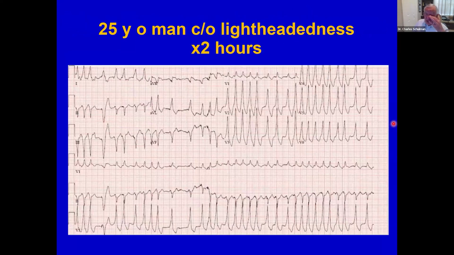Here's a 25-year-old man who complained of lightheadedness. He has this widely irregular, wide complex rhythm that seems to change all the time. This is not polymorphic VT. What is this? It's a rapid, irregular, wide complex rhythm, mostly.